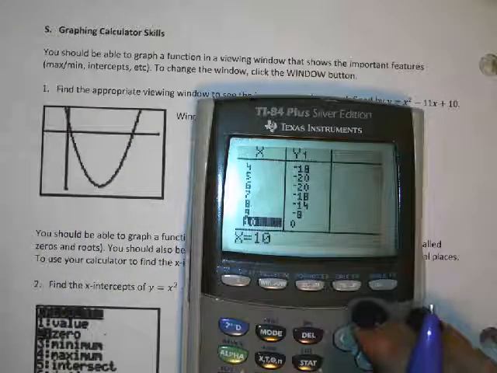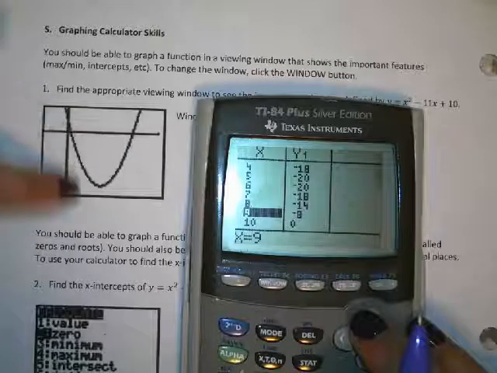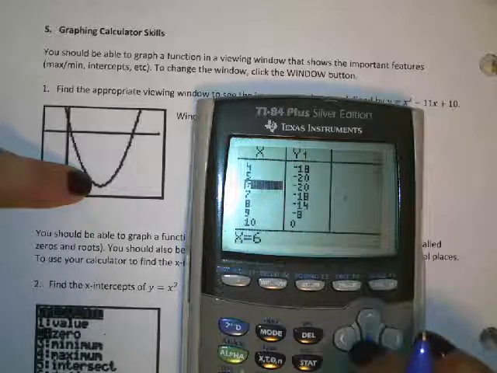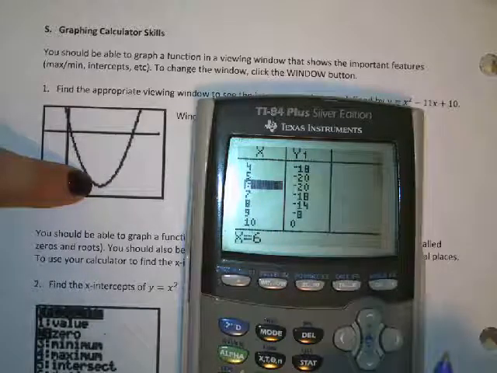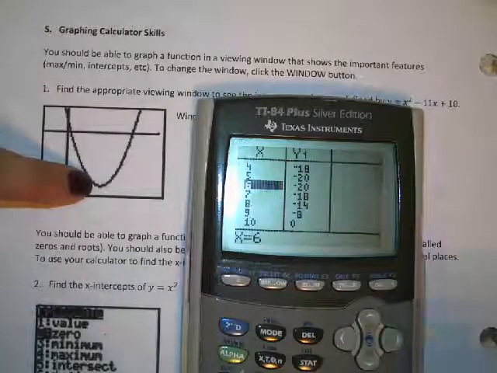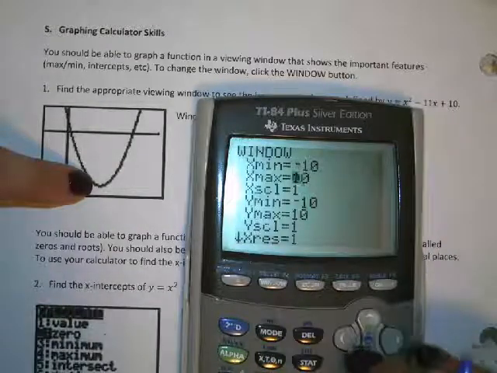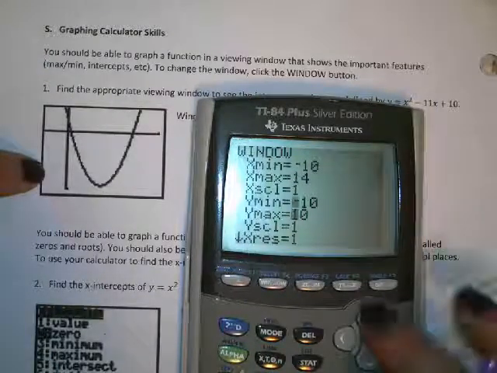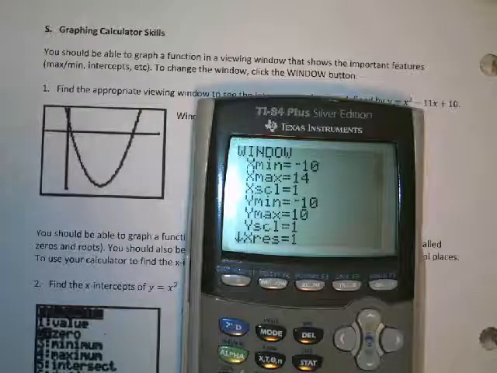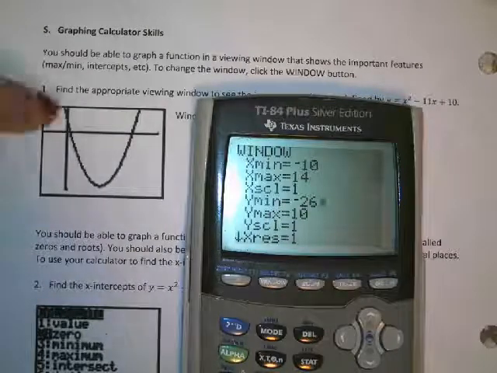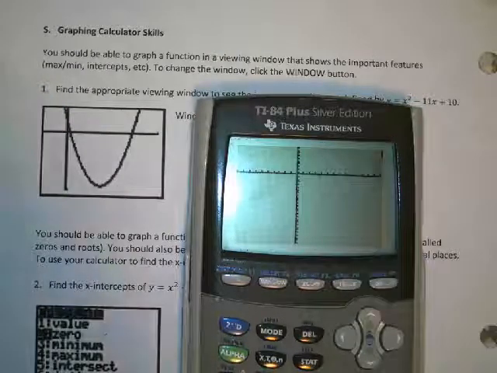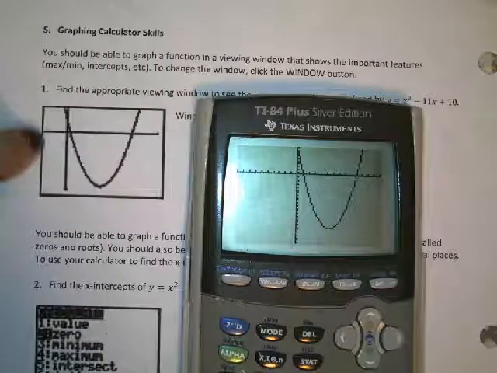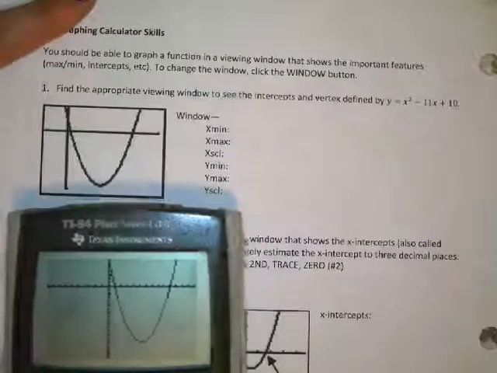As far as the y min and max, I can see that my negative y values need to be pretty big. My y minimum happens somewhere between 5 and 6 for the x value, and it's a little bit past 20. So when I change my window, I'll change my X max to maybe 14, and my Y min should be smaller than negative 20, maybe negative 26. Y max could be less big. It's okay if it doesn't match this screen perfectly, but that's kind of what my screen needs to be to see the whole thing.